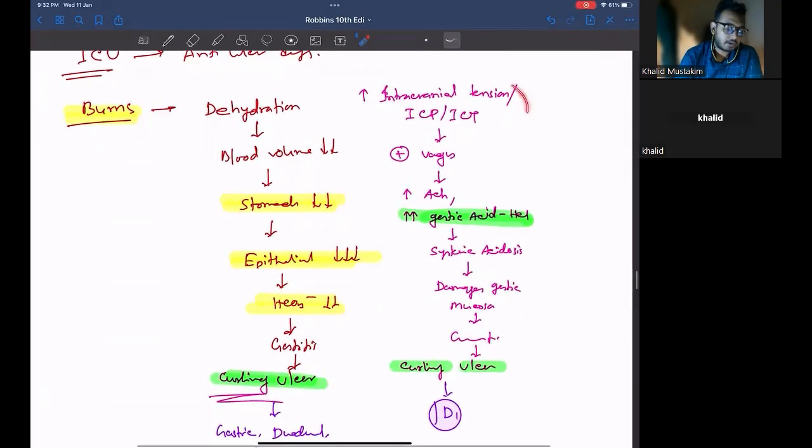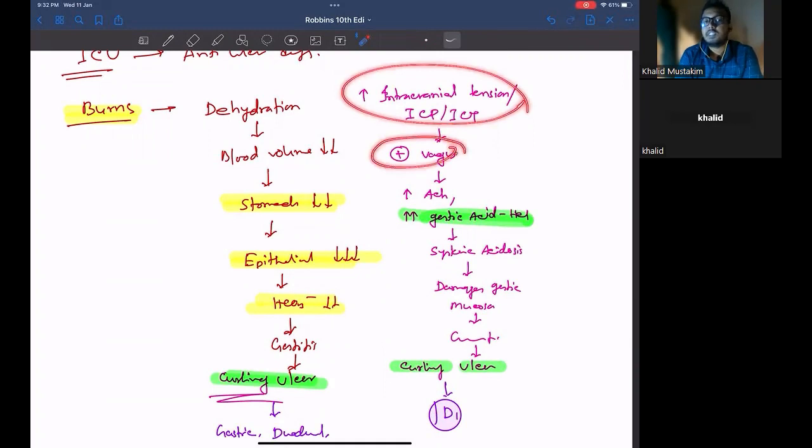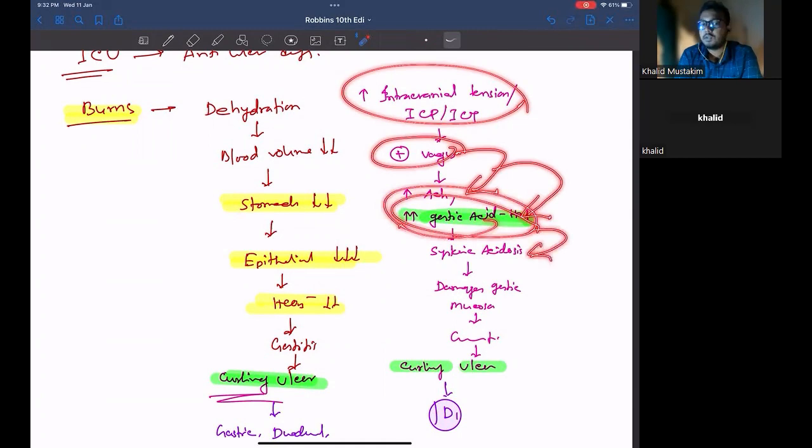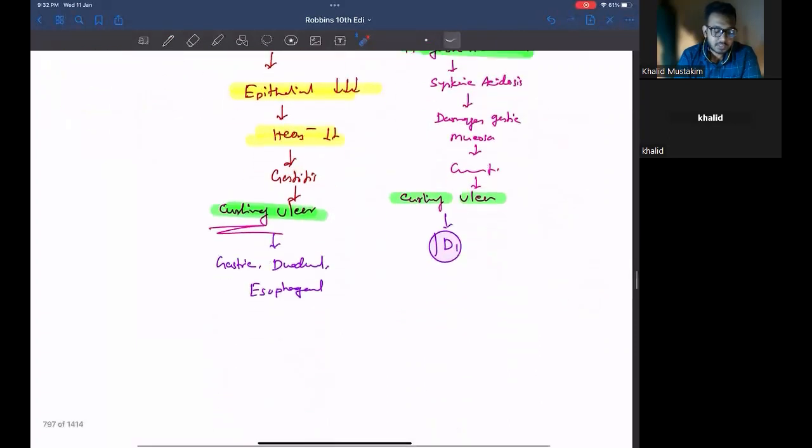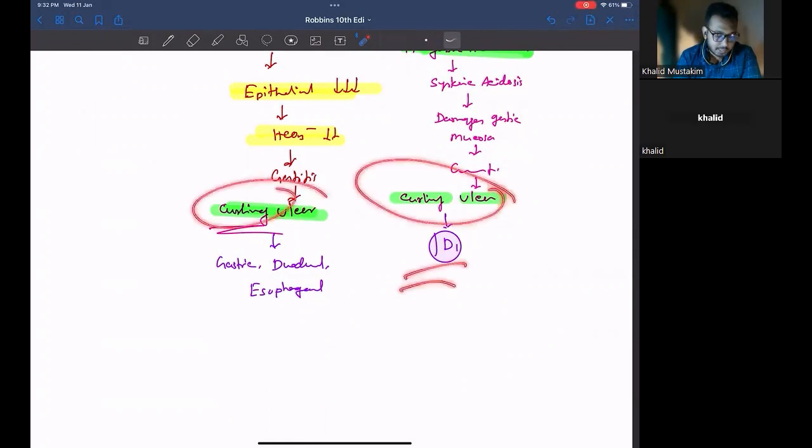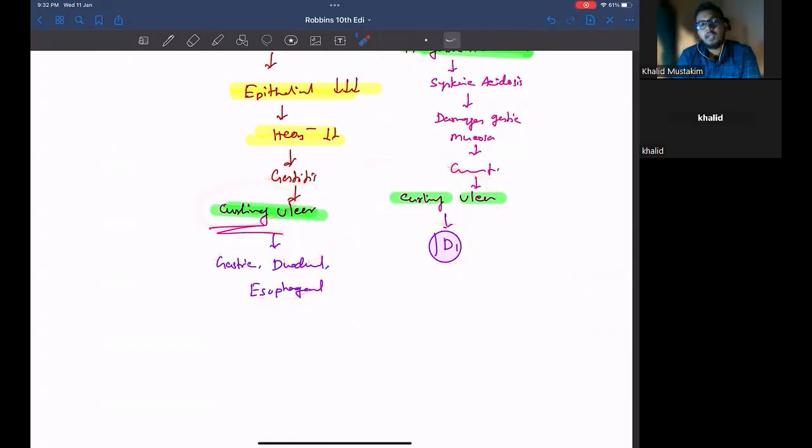Then another type of stress is increased intracranial tension. If a person has increased intracranial tension, the vagus nerve will be stimulated and it will cause increased secretion of acetylcholine and increased secretion of gastric HCl. And this high amount of gastric HCl will ultimately cause systemic acidosis. When systemic acidosis occurs, it directly damages the gastric mucosa, and gastritis occurs. Ultimately it converts into another type of ulcer. We call it curling ulcer. The very common site for curling ulcer is the first part of the duodenum, and the very common sites of the Cushing ulcer are the gastric, esophageal, and duodenal sites.